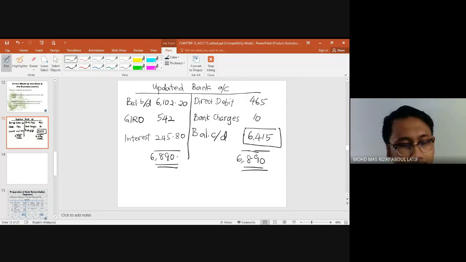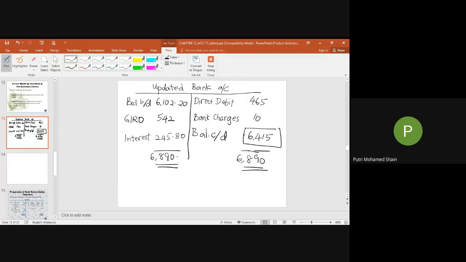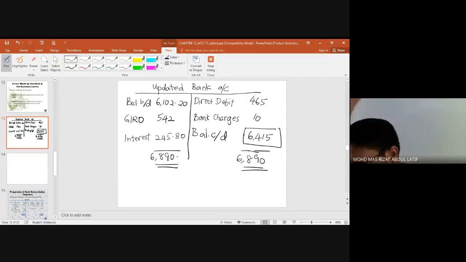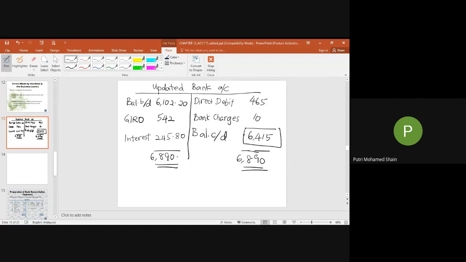Okay, ada soalan nak tanya kaitan dengan ini? Ada soalan nak tanya kelas? Enggak ada. Ada? Okay, so kalau tak ada, ada? So nak tanya. So nama account dia memang tulis updated bank account sahaja. Apa dia?